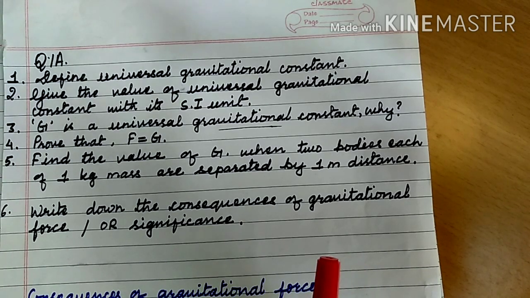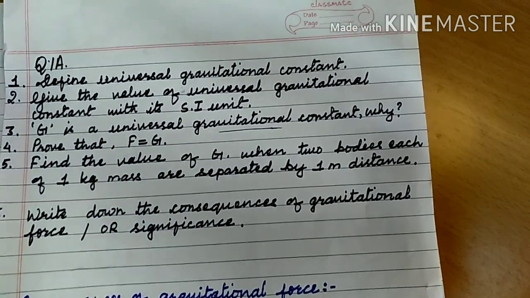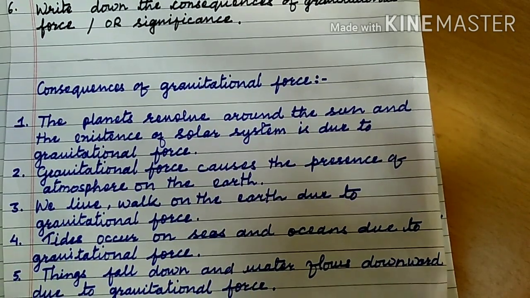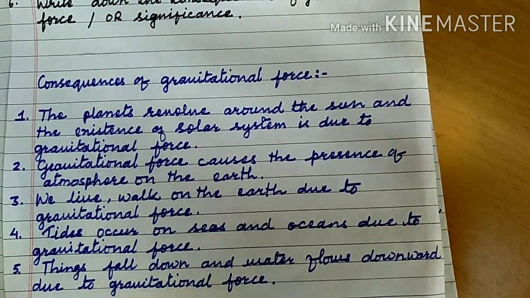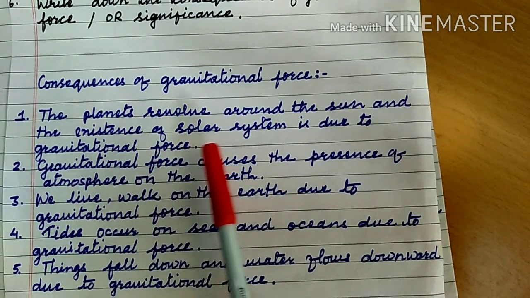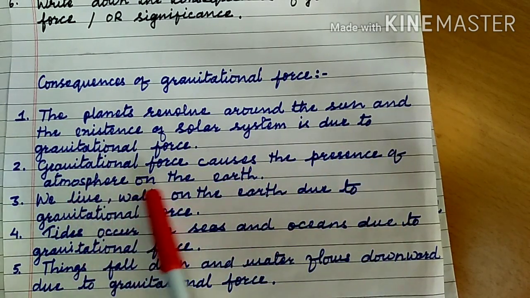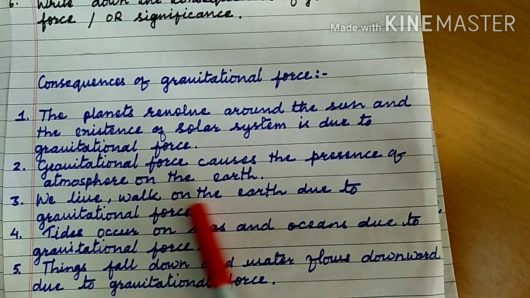And there is a small topic which is not of universal gravitational constant particularly. Write down the consequences of gravitational force, or what is the significance of gravitational force. Consequences, results, significance of gravitational force. The planets revolve around the sun, and the existence of the solar system is due to gravitational force. All celestial bodies are in their positions because of gravitational force between them. Gravitational force causes the presence of atmosphere on the earth. We live and walk on the earth due to gravitational force. We feel our weight on the surface of the earth due to gravitational force.